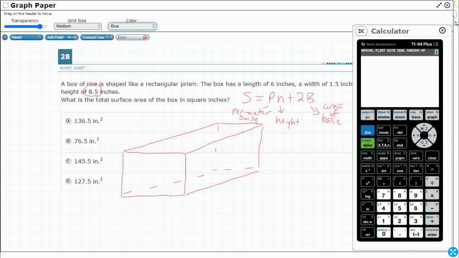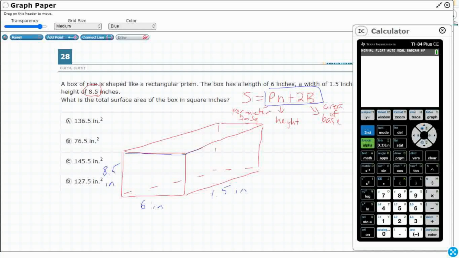All right, so there are two different ways we could solve this. If you really want to, you can find each of these 6 faces, find their areas, and add them up. That would work. That's the total surface area. But this is kind of a shortcut. Let's see if we can figure out why. Our height is going to be 8.5, and we've got the length of 6 inches and the width of 1.5. And like I said, this is definitely not drawn to scale.